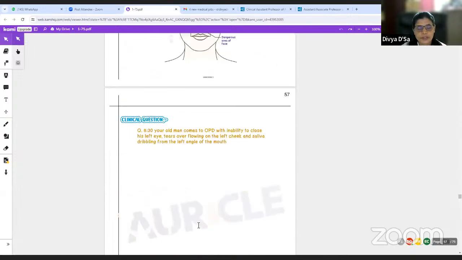So we'll reflect on this question now. A 30-year-old man comes to OPD with inability to close his left eye, tears overflowing on the left cheek and saliva dribbling from the left angle of the mouth. What do you think this case is? It is a case of Bell's palsy, isn't it? The whole upper half of the face is affected on the left side. Is it a supranuclear or infranuclear lesion? It is an infranuclear lesion because the whole half of the same side is affected.